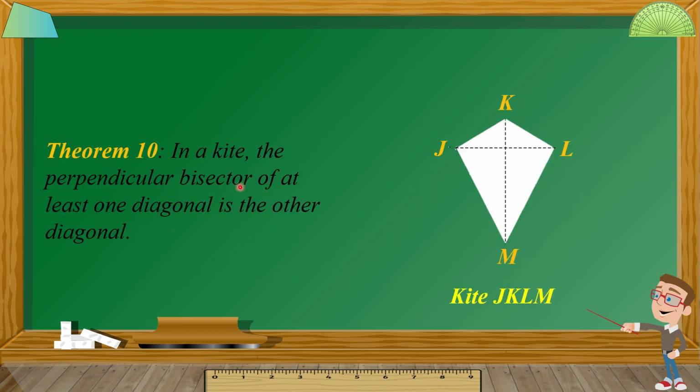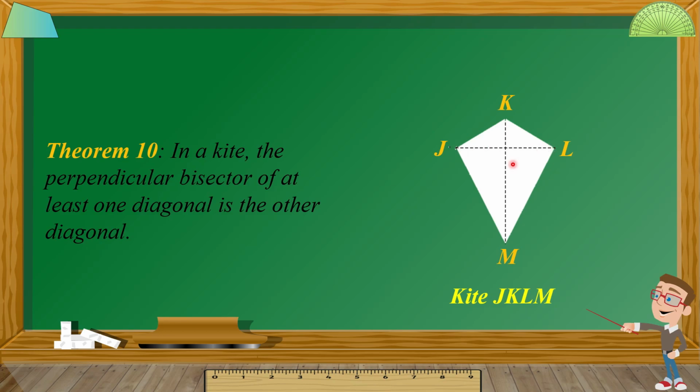Theorem number 10. In a kite, the perpendicular bisector of at least one diagonal is the other diagonal. So, ibig sabihin lang niyan sa theorem na yan, meron tayong dalawang diagonal, di ba, sa kite. So, itong diagonal KM, binabisect niya daw yung diagonal JL natin.